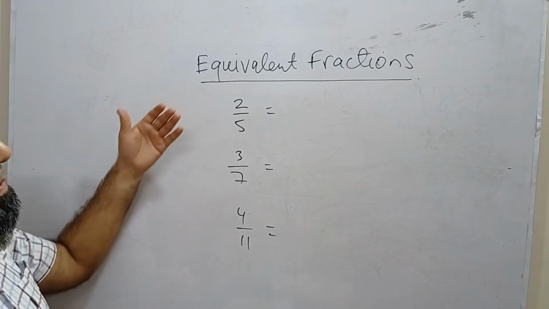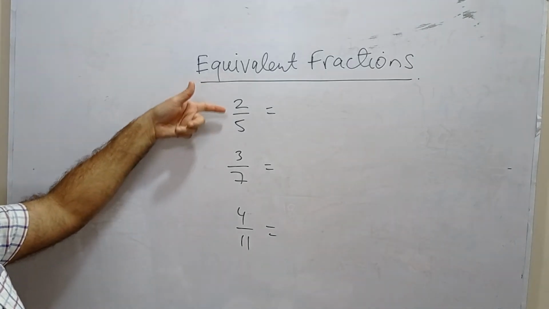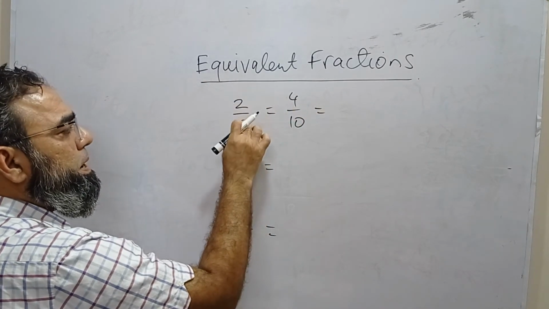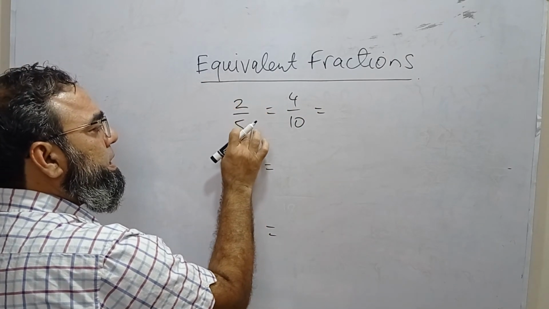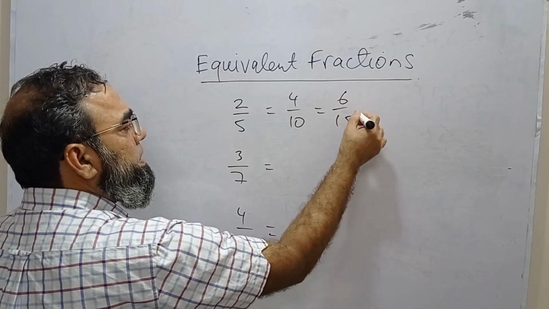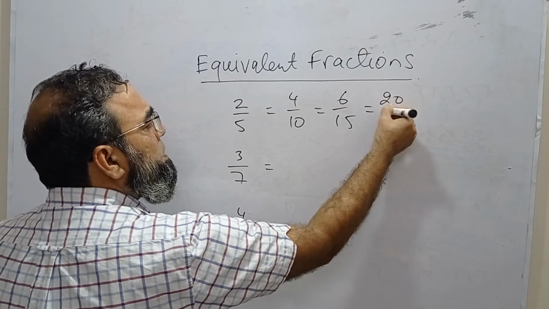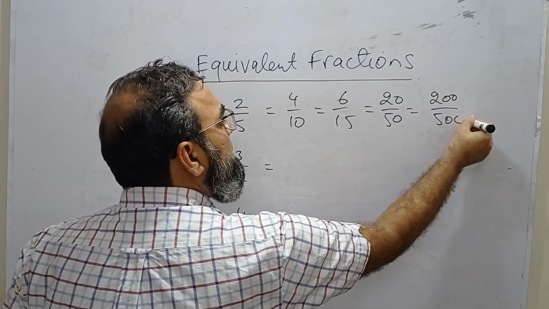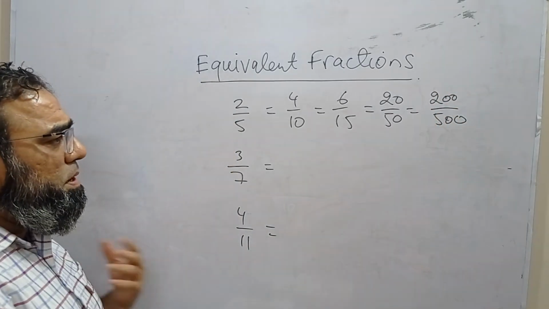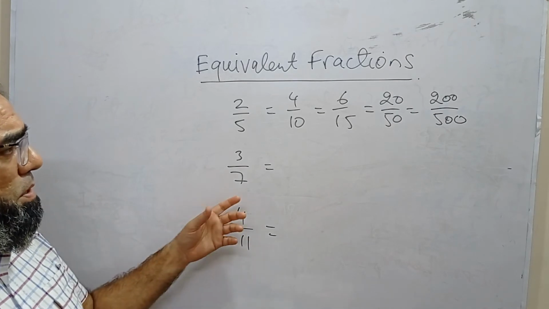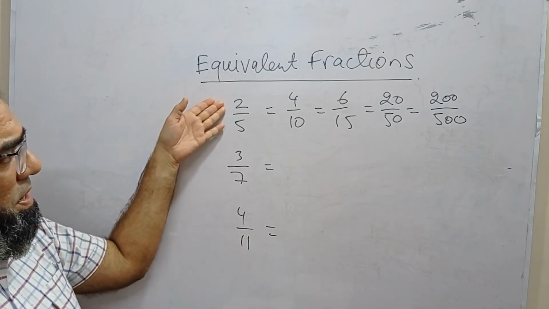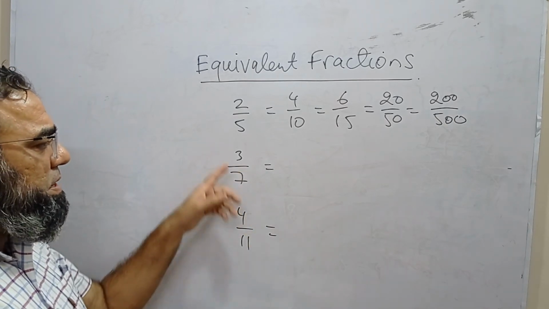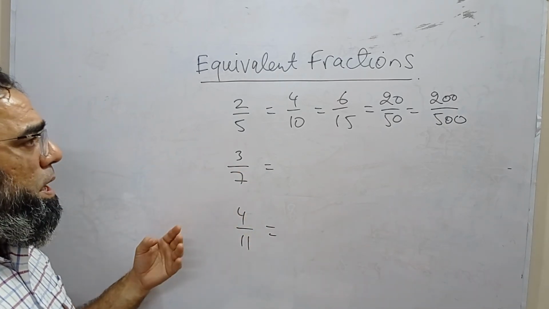Like, if you multiply both of them by 2, you can get 4/10. If you multiply both of them by 3, you can get 6/15. You can have 20/50. You can have 200/500. If you keep on multiplying the same number to both numerator and denominator, you will keep on getting the equivalent fractions. Similarly, you can write the equivalent fractions for these two.